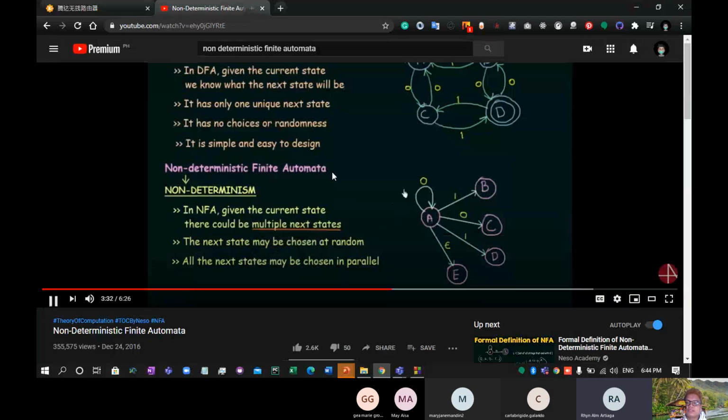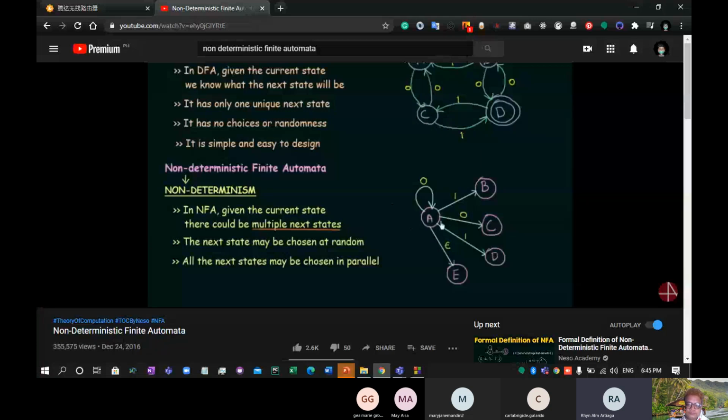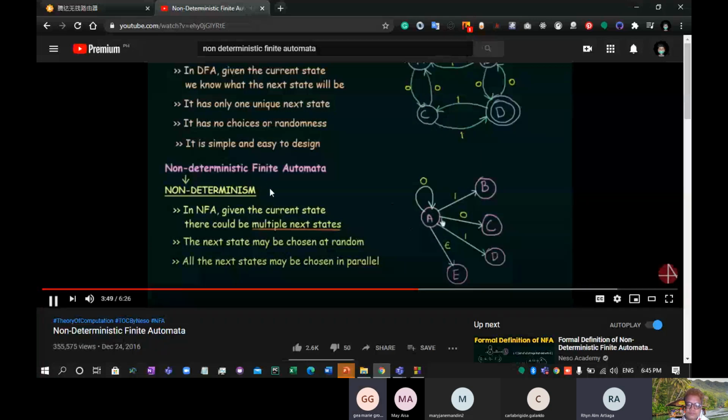Here I have a diagram of an NFA, which is non-deterministic finite automata. In an NFA, given the current state, there could be multiple next states. We know that in a DFA, given one state, there is only one unique next state. But in an NFA, as I have shown here, given the current state, there could be multiple next states. Now look at this.